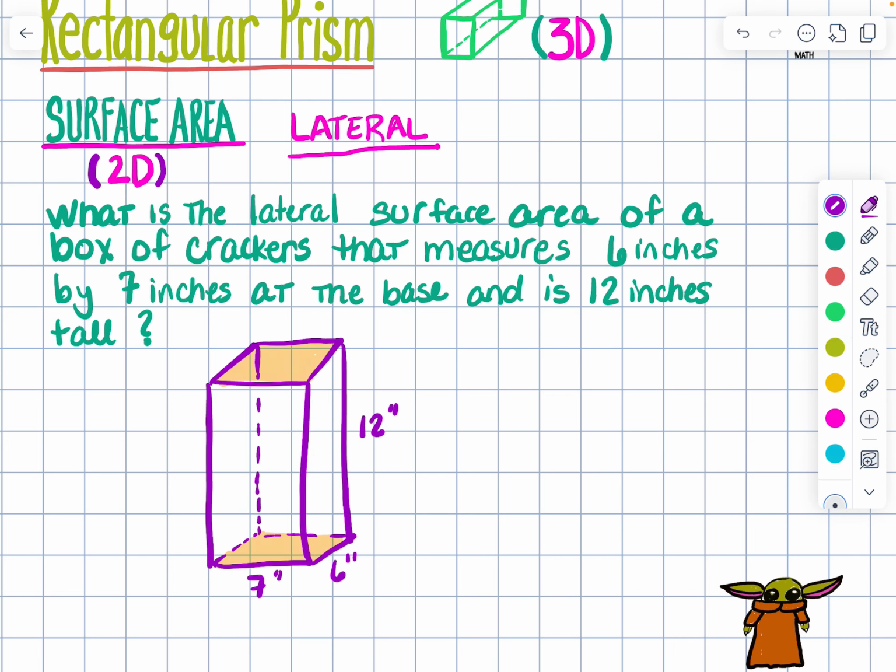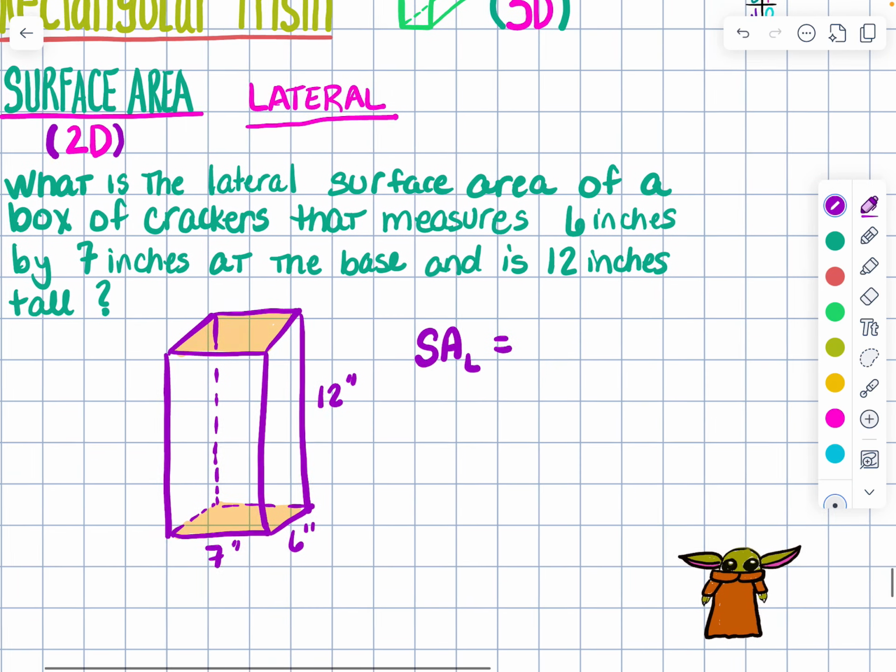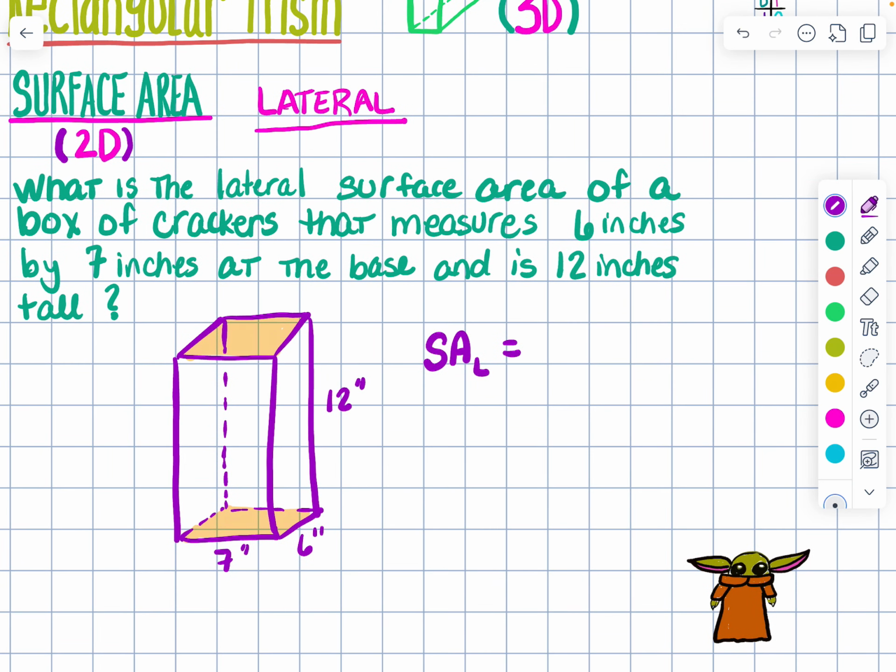So that leads us to this formula. The lateral surface area equals, I put a little L there, that's just my notation. You don't have to do that, but I just like to distinguish them. So the formula is going to be 2 times the length times the height plus 2 times the width times the height. Okay? And I'm going to label each of these. This is the length, this is the width, this is the height.